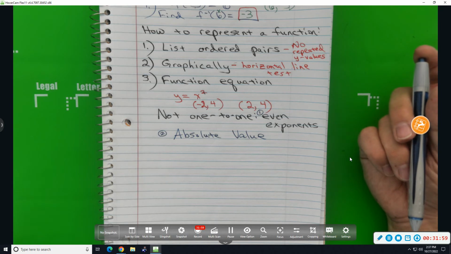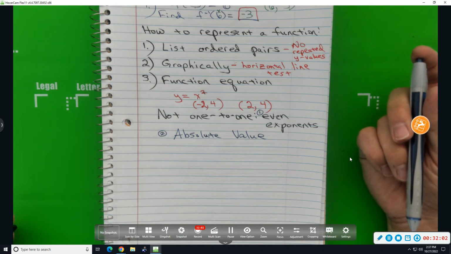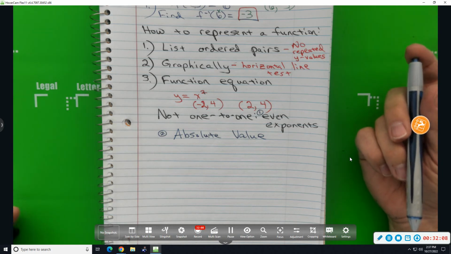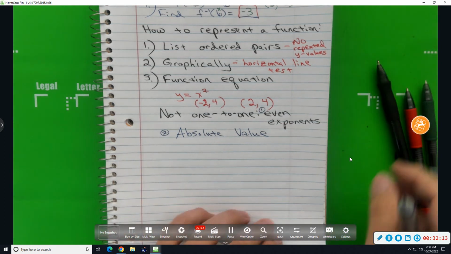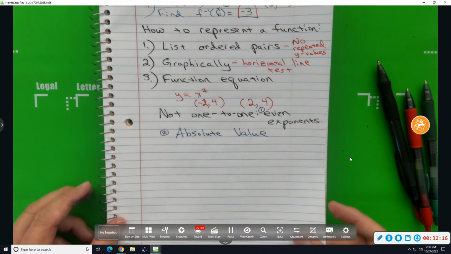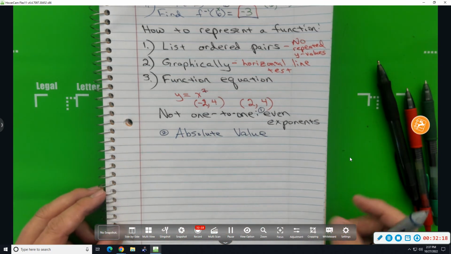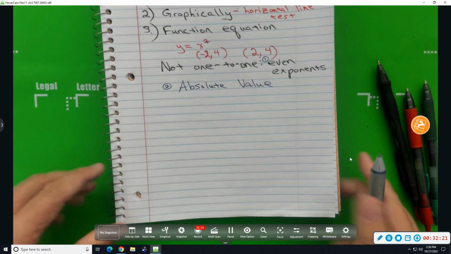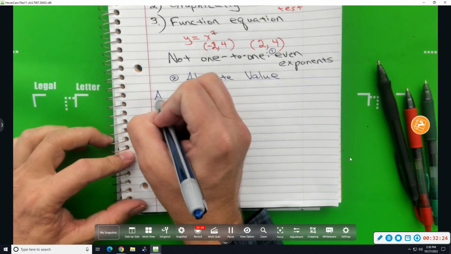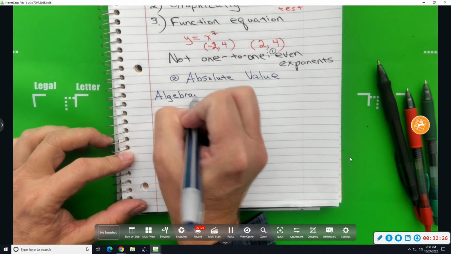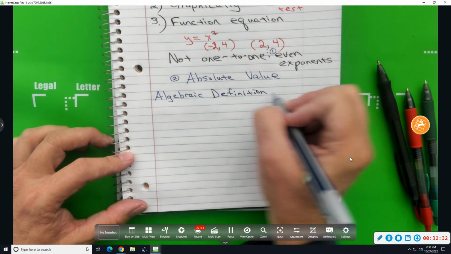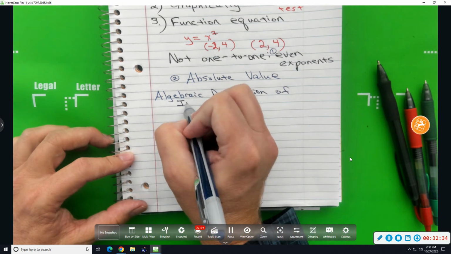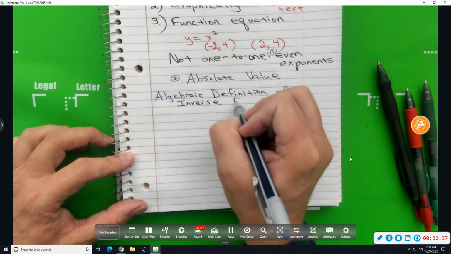There was something we were doing at the end of the homework assignment involving composition of functions, and I said this is going to be important when we get to inverses. Here's our formal definition of inverse functions. We have that intuitive notion: we know that an inverse function reverses the x's and y's. But here's our algebraic definition of inverse function.